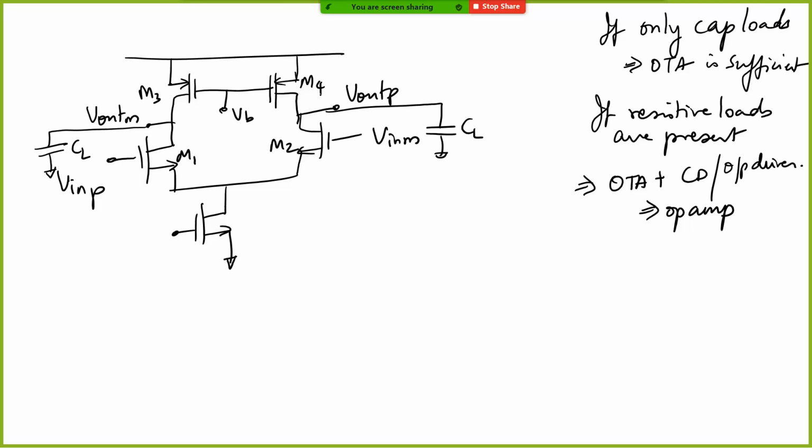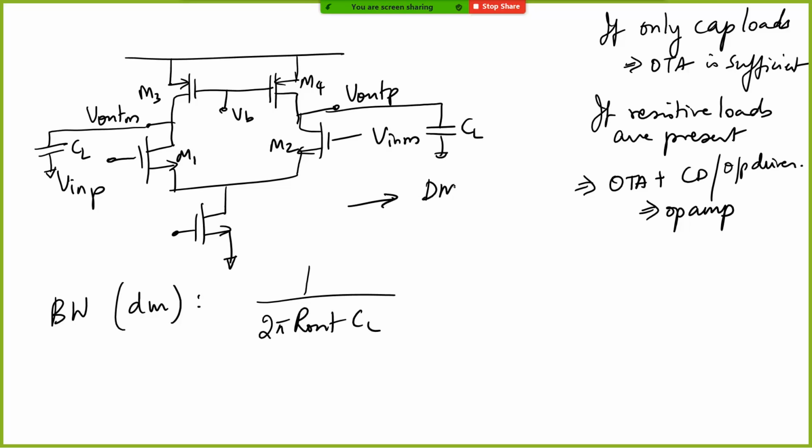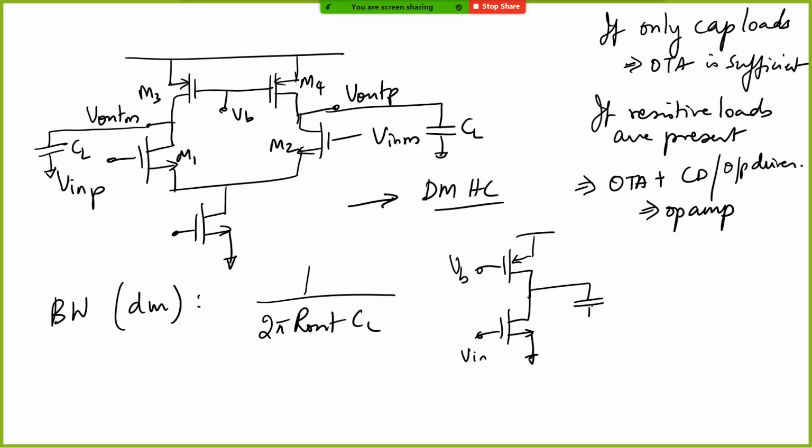Mostly we are interested in the differential mode performance, and therefore, what is the bandwidth of this signal in the differential mode? It is nothing but 1 by 2 pi R out times CL. Since it is differential, half the signal goes in the P side, half the signal goes in the M side, and therefore the expression remains the same. Basically, you go from here to the differential mode half circuit. So there it becomes like this. This is V in, this is VB. You have CL, and therefore R out here. What is the R out here? Let's say this is M1 and M3. What is R out?